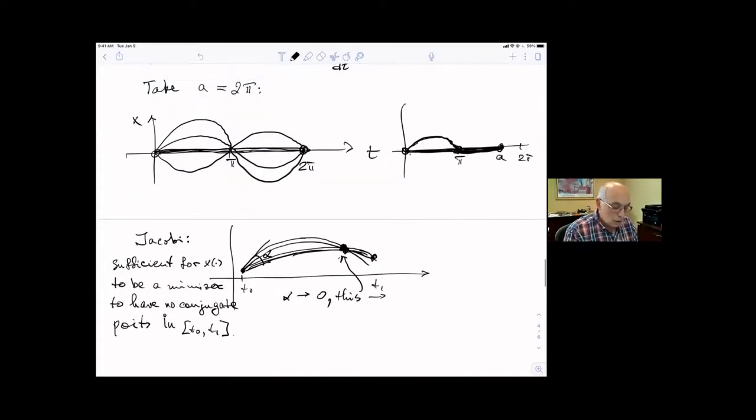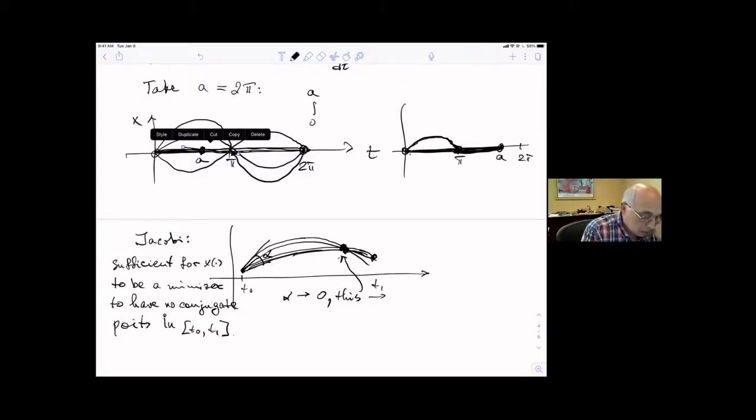And you see in this example, here's the starting solution, and these are nearby ones. You see, pi is the first conjugate point. And there are, of course, all of these others, which are also conjugate. But there is no conjugate point between 0 and pi. And therefore, in this case, if I take a to be here, then the integral from 0 to this a is minimized by this solution. Any other curve will give us a bigger value of the integral.